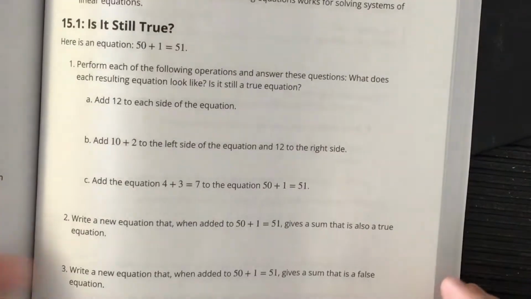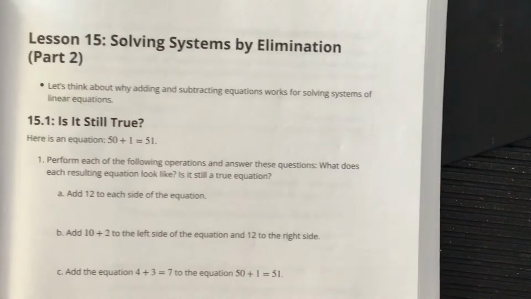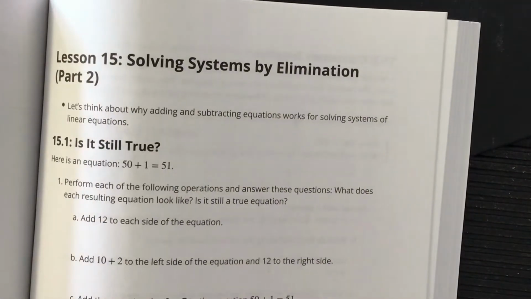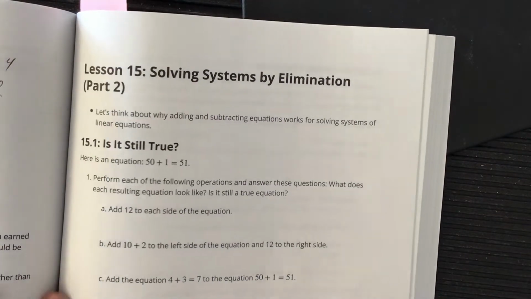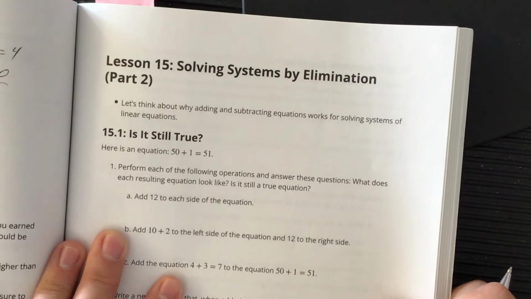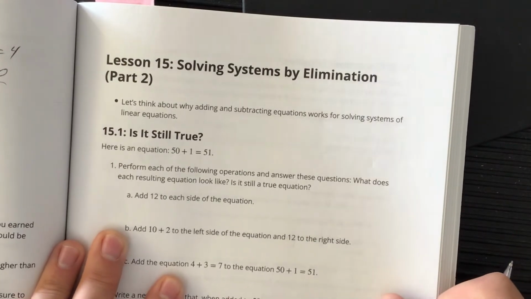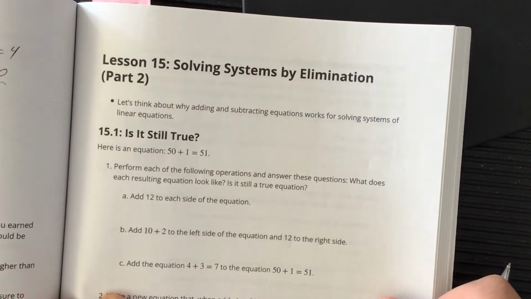So the question you can see says solving system by elimination, part 2. Tomorrow, part 3, just more practice with eliminating. So nothing new here, just more practice. So it says here's an equation. It says perform each of the following operations in answering the questions. What does each resulting equation look like?